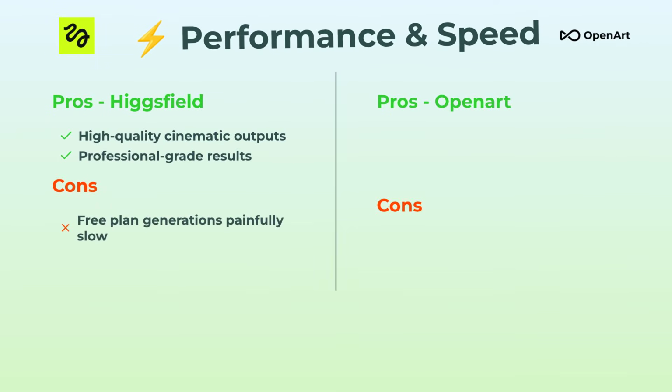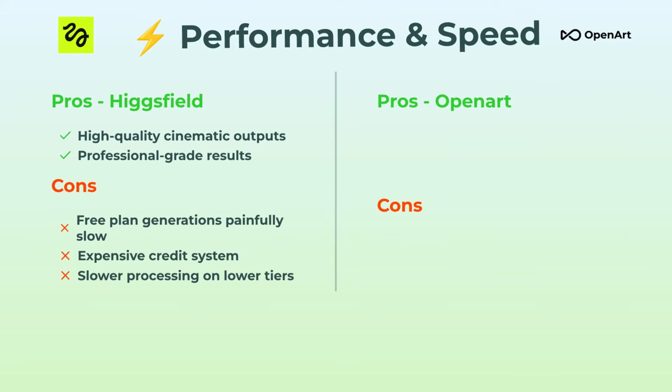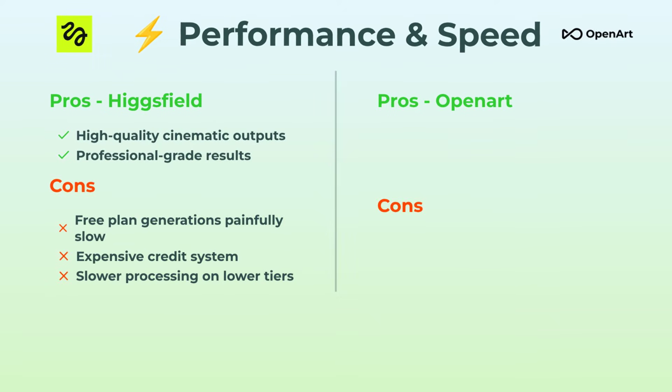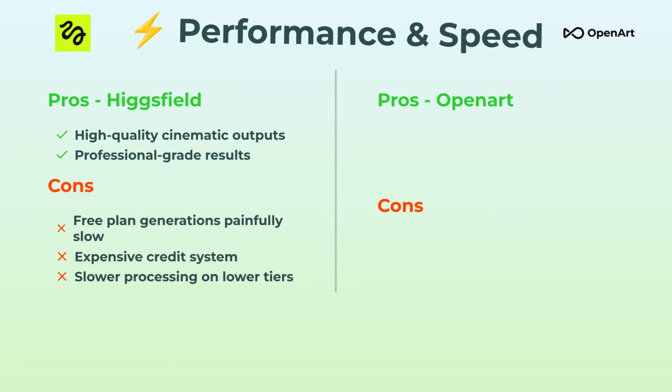Higgsfield, the good. The videos look freaking amazing. Seriously, pro-level results. The bad. If you're on a free plan, grab a coffee while you wait. Generations are so slow, and it burns expensive credits fast, especially on lower-paid tiers.